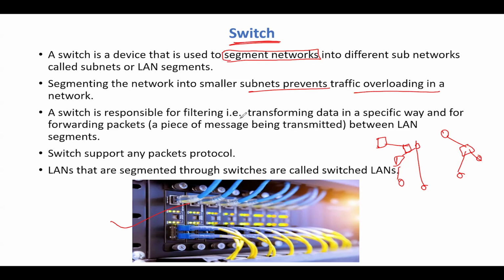A switch is responsible for filtering, that is transferring data in a specific way, and for forwarding packets. So this will work as the one which is going to help to transfer the data. Okay, and also it can control the traffic. If it is a bigger network, the traffic control will be difficult. But if you divide it with the help of a switch into different networks, then once again the traffic control will be easy. So traffic here is data traffic, data which is flowing in the network.